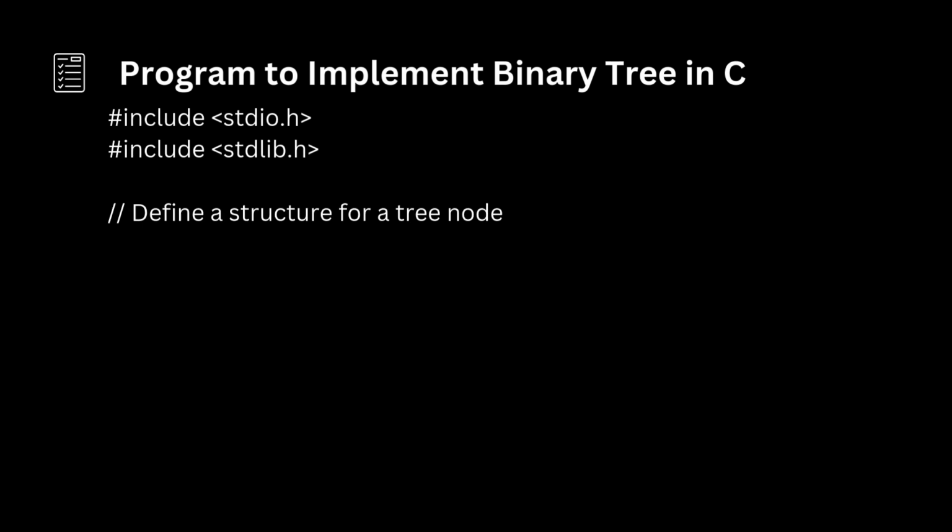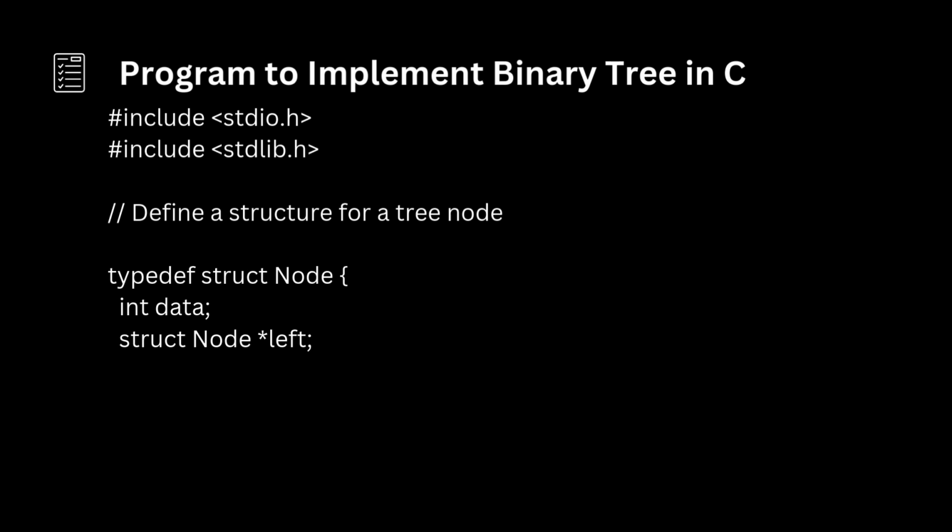Let's define a structure for a tree node. Here, this line defines a structure named node to represent a node in the binary tree. int data holds the integer value of the node. struct node *left is the pointer to the left child node. This is the pointer to the right child node.